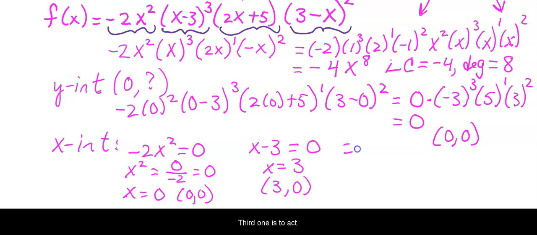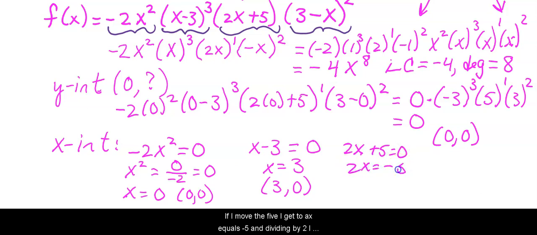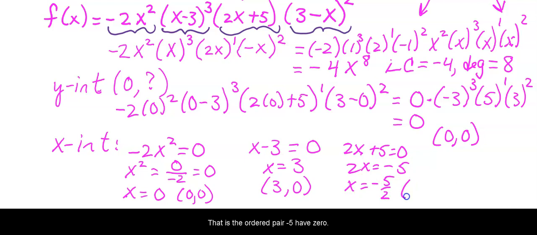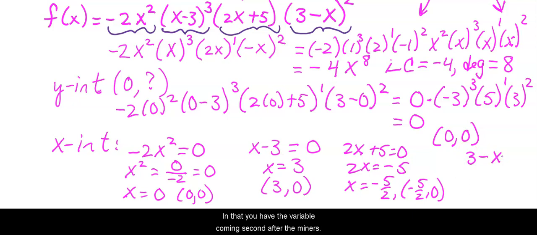The third one is 2x plus 5. If I move the 5, I get 2x equals -5, and dividing by 2, I get x equals -5 halves. That is the ordered pair, -5 halves, 0. The final one is a little bit tricky in that you have the variable coming second after the minus.